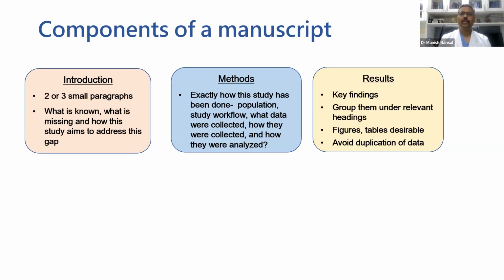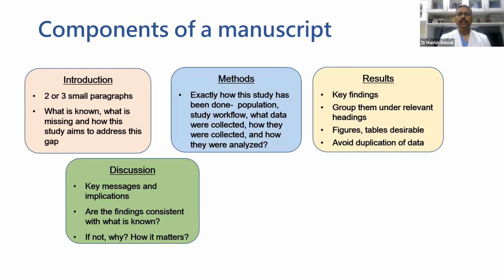We should try to have a decent number of figures and tables, but avoid duplication. So whatever has been presented in figures should not come in tables, and vice versa. And whatever we describe in figures and tables should not be repeated verbatim in the text. In text, we should just summarize key findings from the results if we have already shown that data in tables.